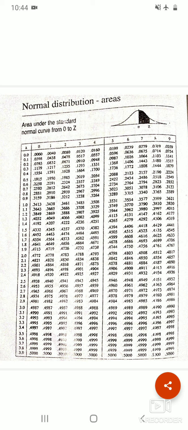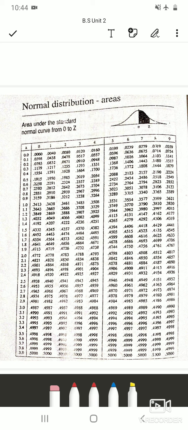So in previous classes we had studied standard normal distribution and normal distribution, what is normal variate, standard normal variate and its properties. So today we'll start with problems. Before we start with problems, I want you to understand how to find area under the standard normal curve. This will be used throughout this chapter now.